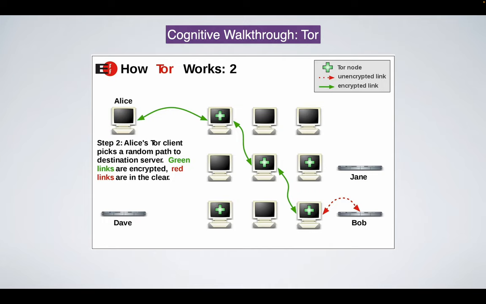It's kind of random. But at the same time, it will do things like it will be very careful about the entrance node that it picks. So it might pick it from a subset of nodes that are considered more trustworthy. Anyways, every 10 minutes or so, it will tear down this path and it will reestablish a new one. So you're sort of constantly changing the path that you take through the network.